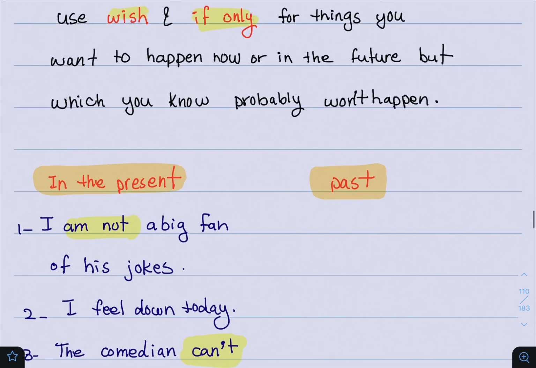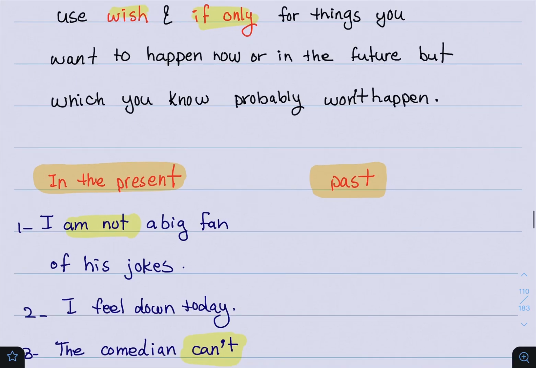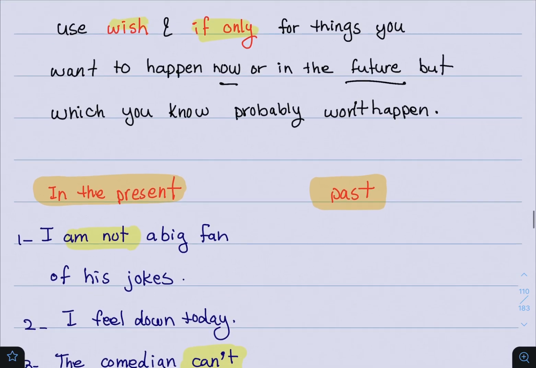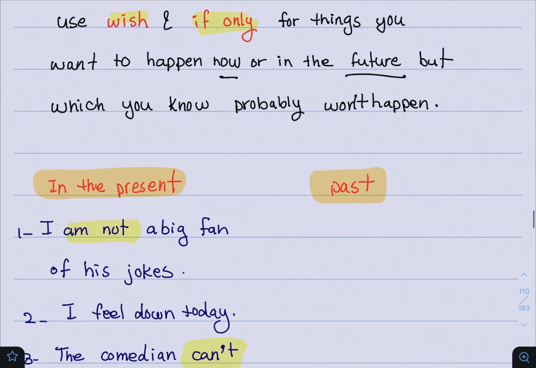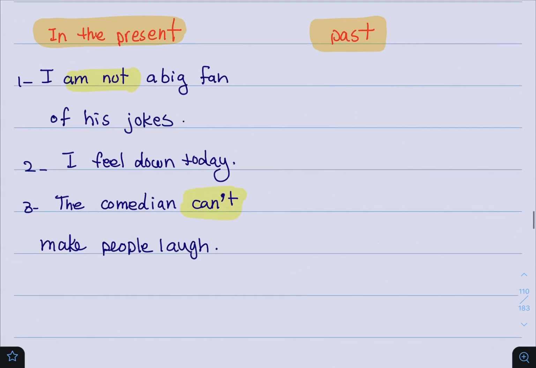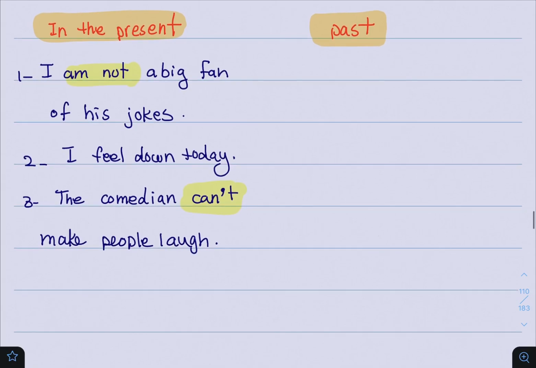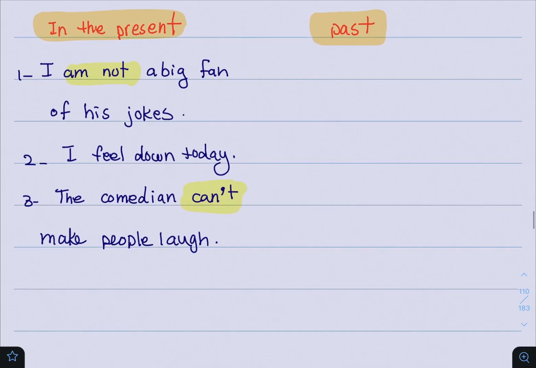Okay, so that's it. Now sometimes of course we use wish and if only for things that you want to happen now or in the future but which you know probably won't happen. برضو نستخدم الwish والif only مع الأشياء اللي تريد أن تحدث، ممكن الآن أو في المستقبل، لكن تعرف أنها ممكن لا تحصل. Okay, so here let's take a look at the statement. I'm not a big fan of his jokes. I feel down today. The comedian cannot make people laugh.